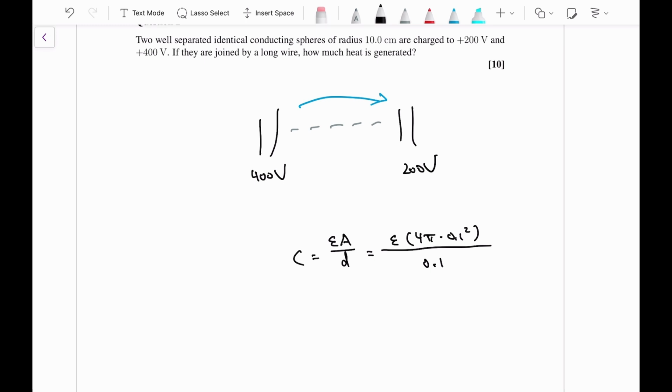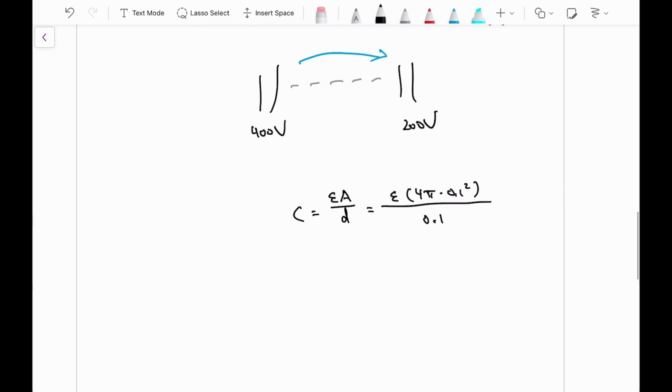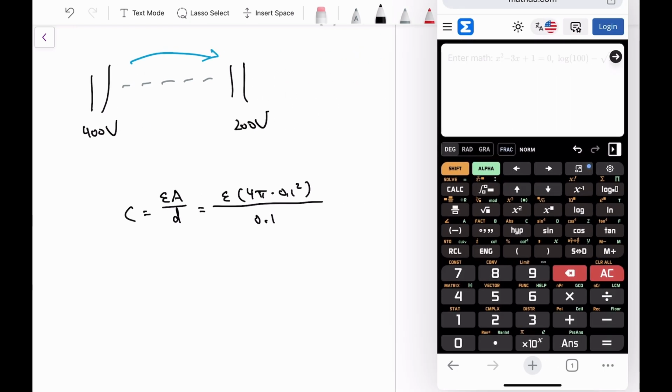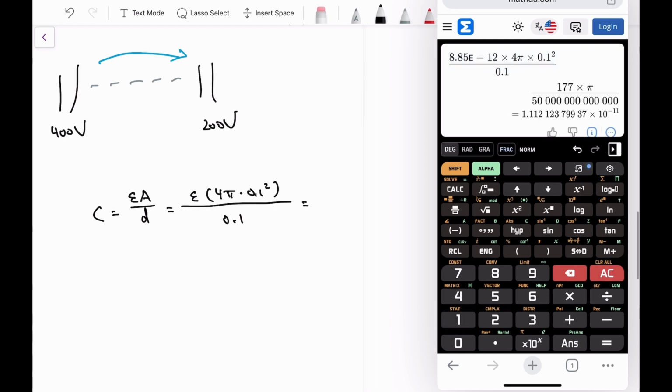Okay, so this is the capacitance, and we can convert it to a numerical value. Over here, epsilon will be equal to 8.85 times 10 to the power of negative 12, times 4 pi, times 0.1 squared. Then down there we have another 0.1, and that is equal to, I'm going to leave it at 3 decimal places, 1.112 times 10 to the negative 11 farads.